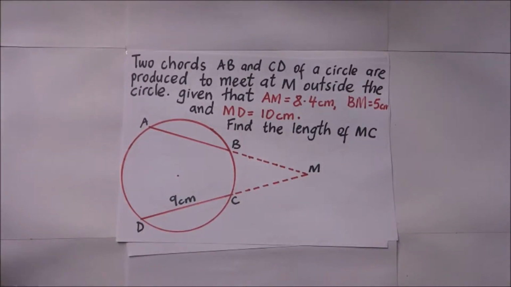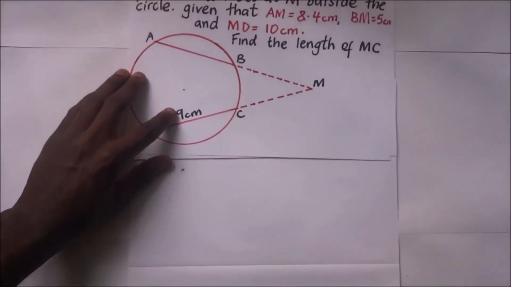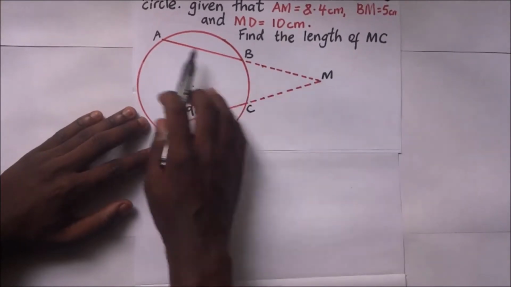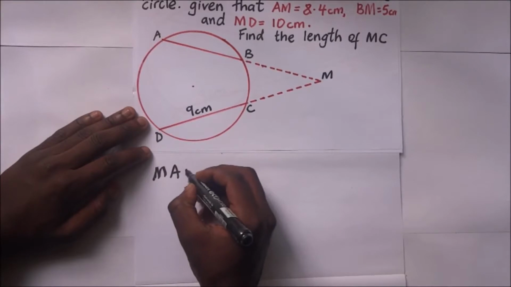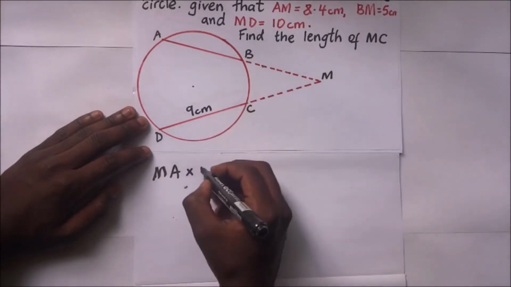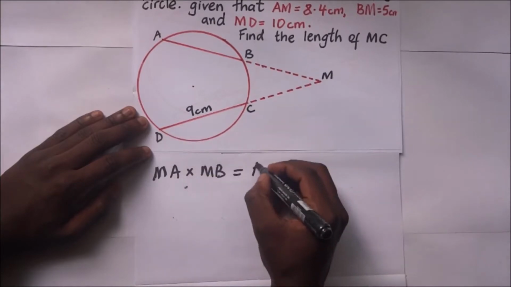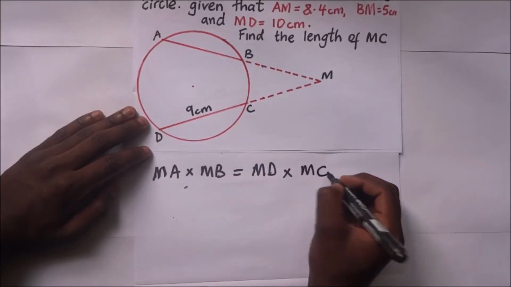We are still going to use the property we've just done before. To find the length MC, we shall say MA times MB is equal to MD times MC, and it is MC we are looking for.